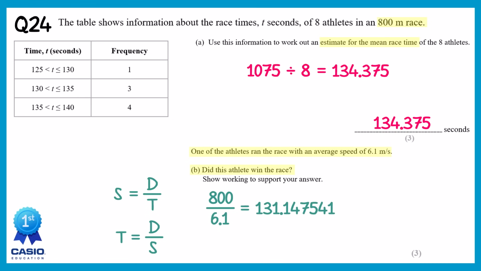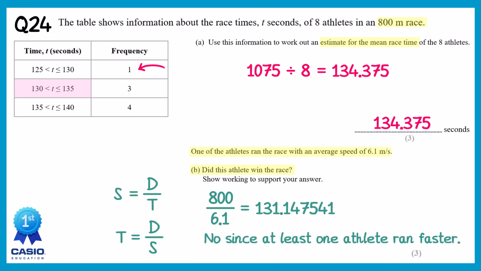Notice that this number is between 130 and 135, so they would be one of the runners in this middle interval here. At least one of the runners must have been quicker than this though, because there is one runner who ran a time between 125 and 130. So we can be sure that the runner that we're talking about did not win the race. We would write down an explanation, so something like no, since at least one athlete ran faster.